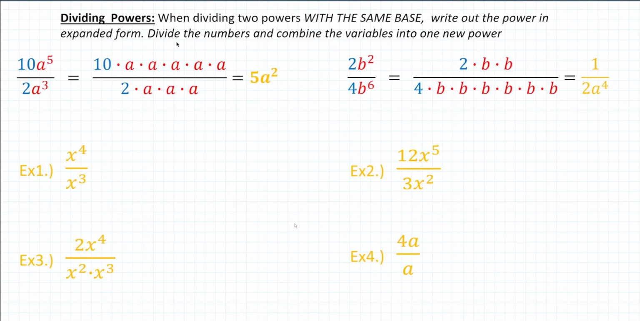Hello everybody, you have practiced with 10 problems of multiplying. Now we're going to learn how to divide and practice with another 10. Alright, sound like a plan? Let's go. Now dividing by powers is much the same as multiplying by powers.